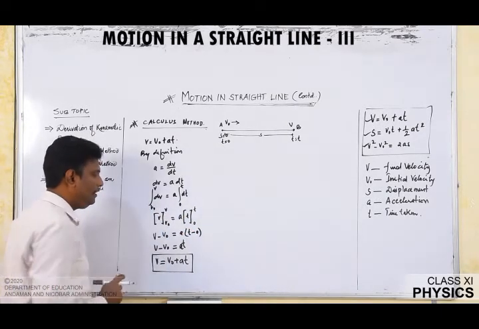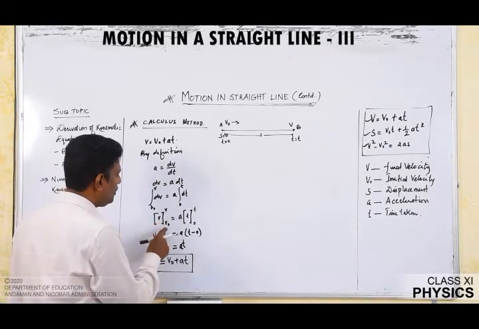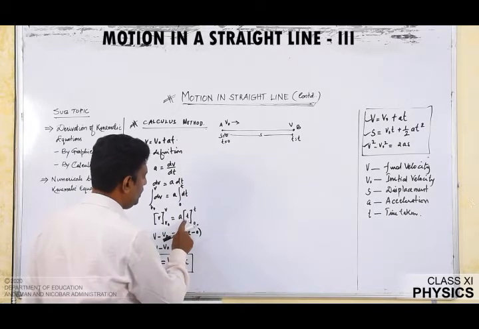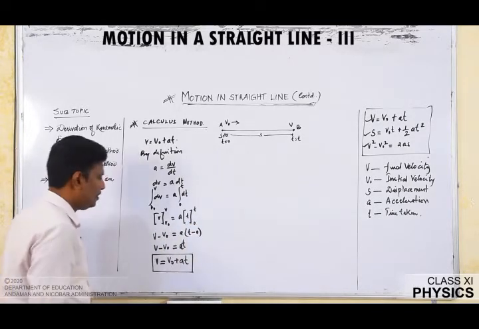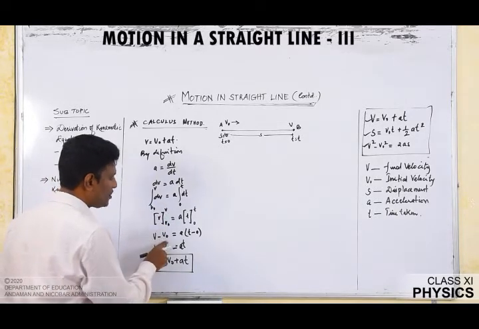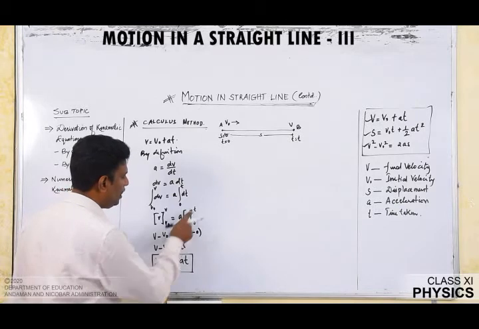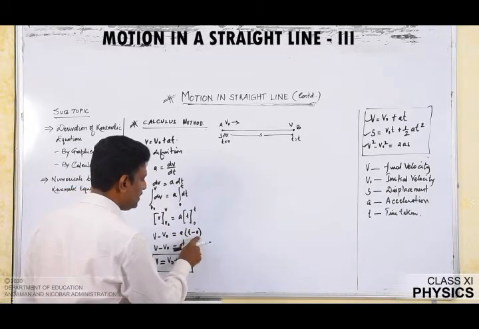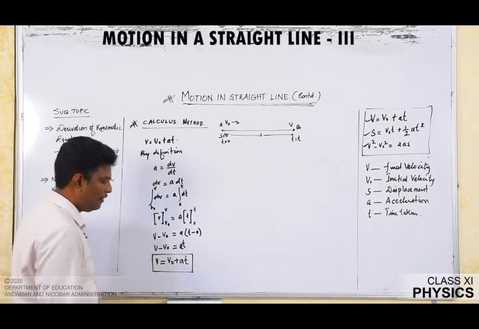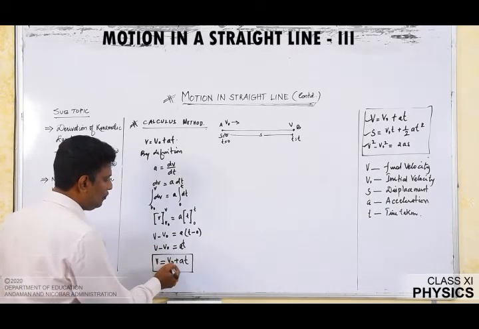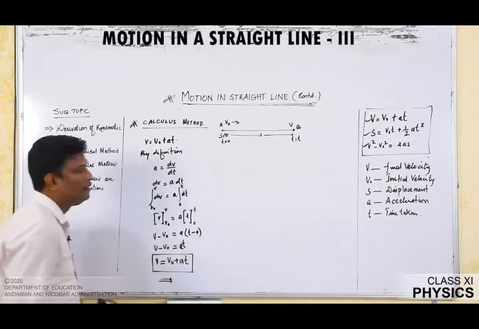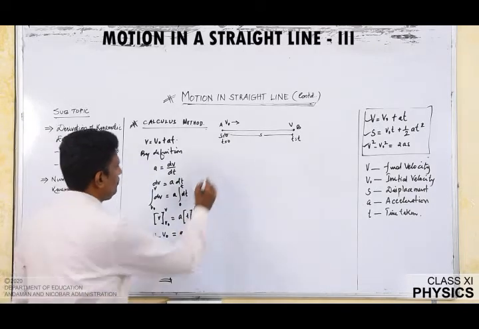So, integral of dV is V, and limit of V to V naught, is equal to A, integral of dt is t, limit t to 0. So, giving the limits, we know upper minus lower, V minus V naught is equal to A, upper limit minus lower limit, that is t minus 0. So, we can write V minus V naught is equal to AT, further simplifying V is equal to V naught plus AT. This is the first equation derived by the calculus method.